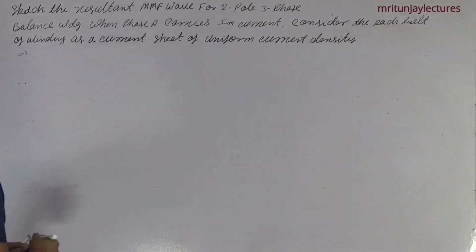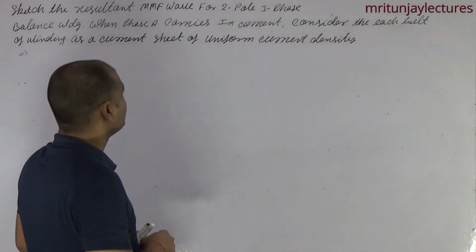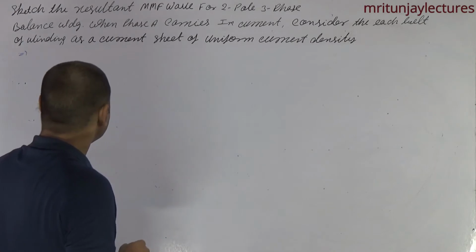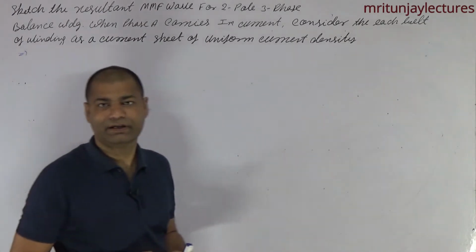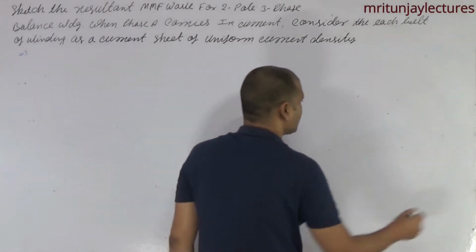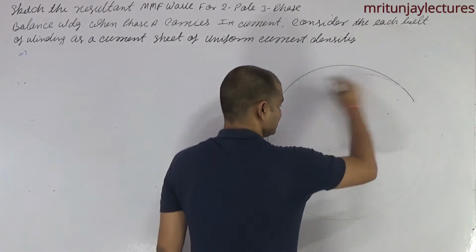Corresponding question: sketch the resultant EMF wave for a two pole three phase balanced winding. First of all, make a two pole three phase balanced winding. Now this one is a stator.